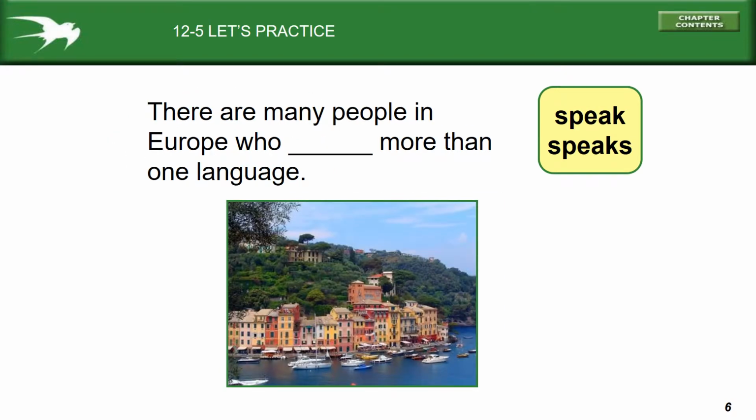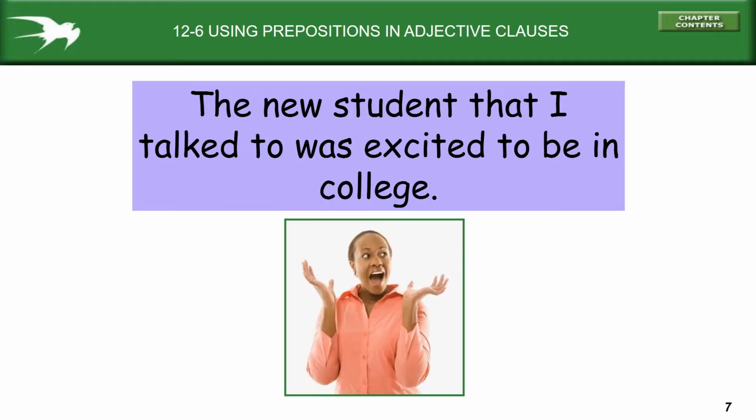There are many people in Europe who speak or speaks more than one language. In this case, again, we have the word people who speak. It's a plural noun with a plural form of the verb.